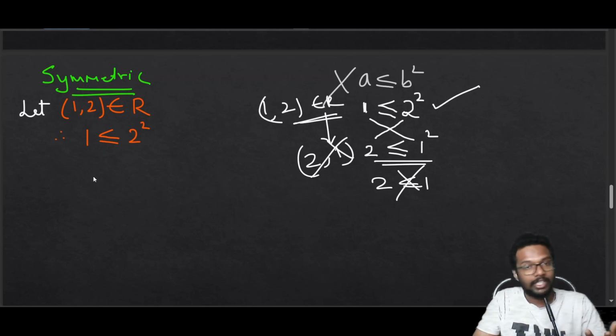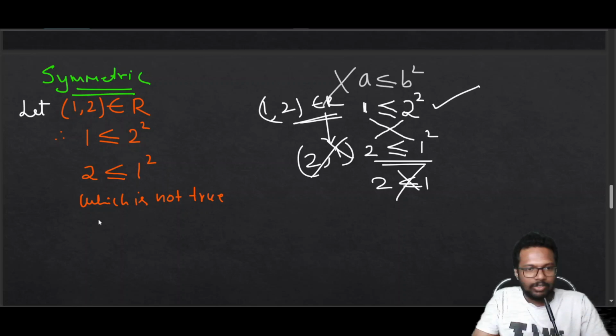Now our target is symmetric. We have to interchange and check. So I am just interchanging: I am writing 2 here first, less than or equals to, and I am writing 1 here, squared. Here it fails, which is not true.